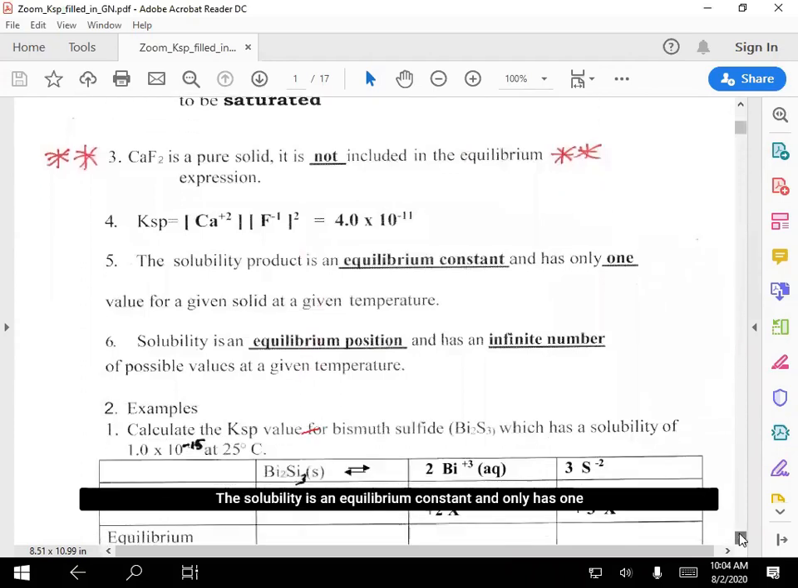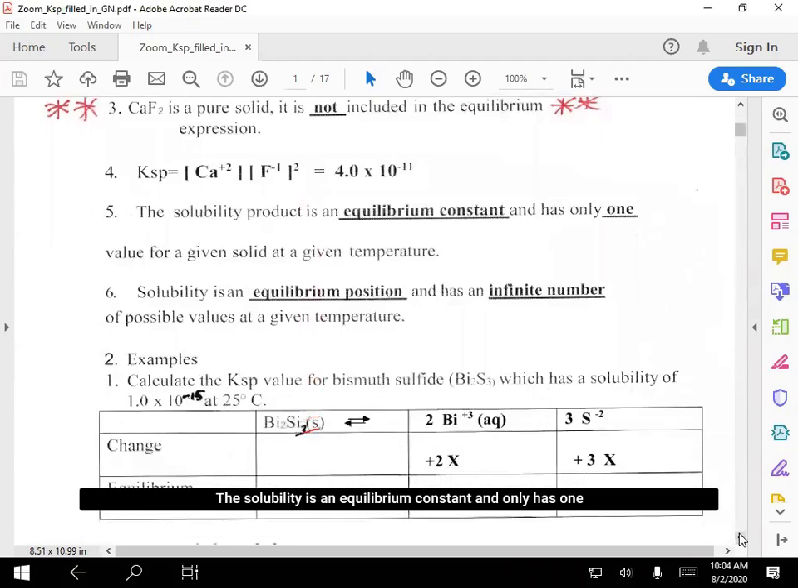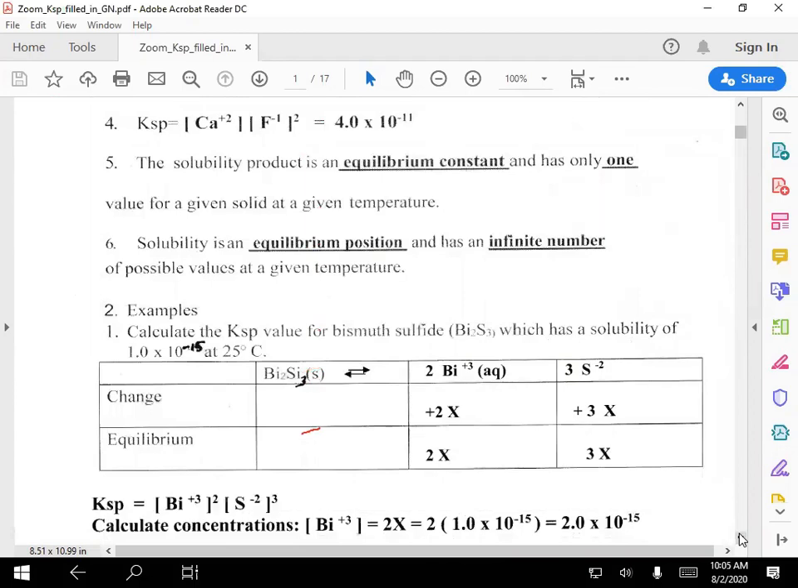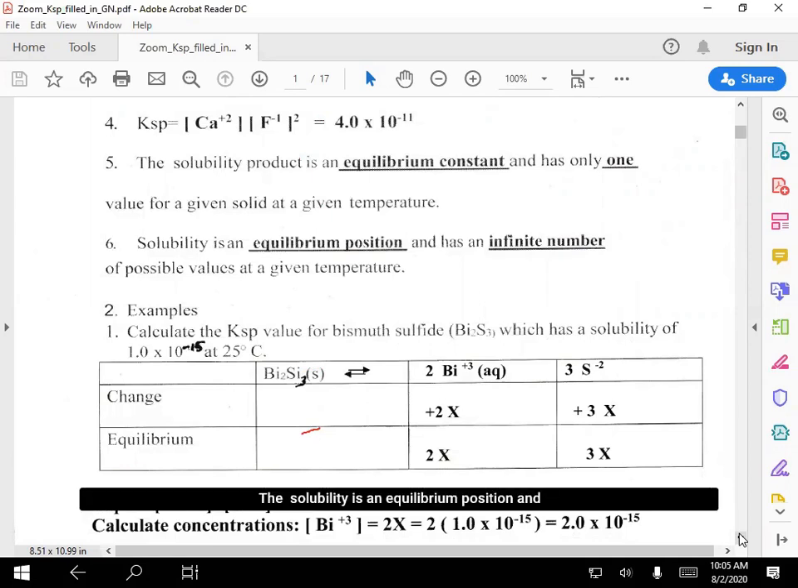The solubility constant is an equilibrium constant and only has one value for a given solid at a given temperature. The solubility is an equilibrium position and has an infinite number of possible values at a given temperature.